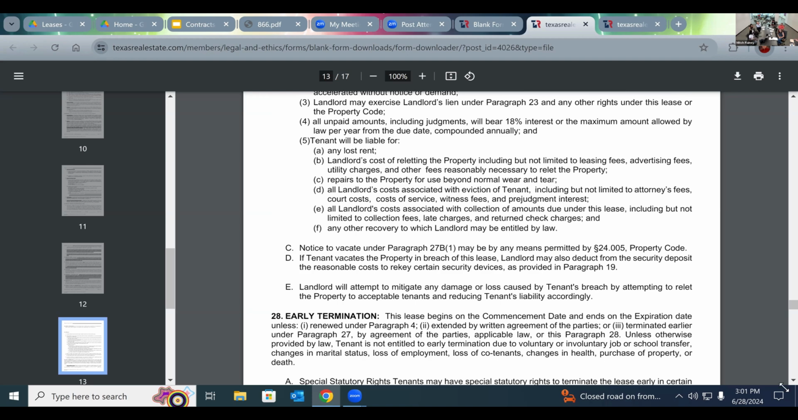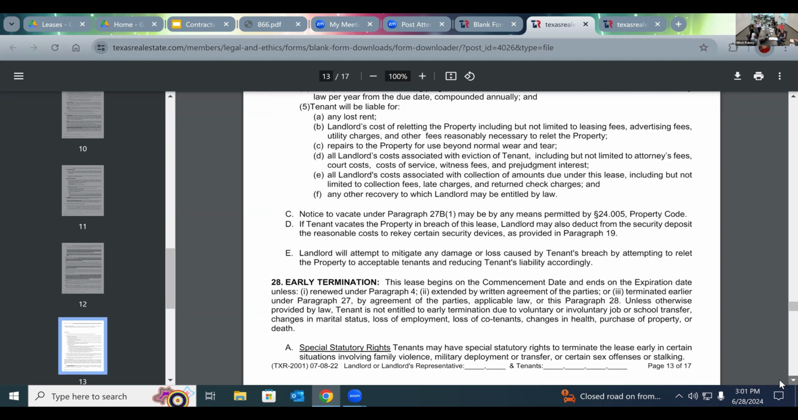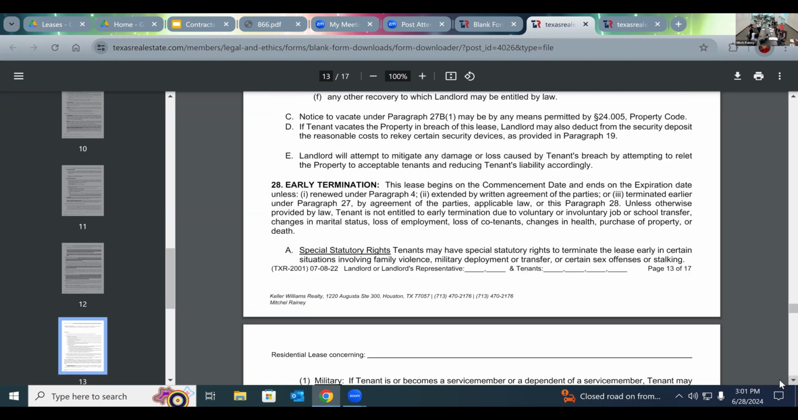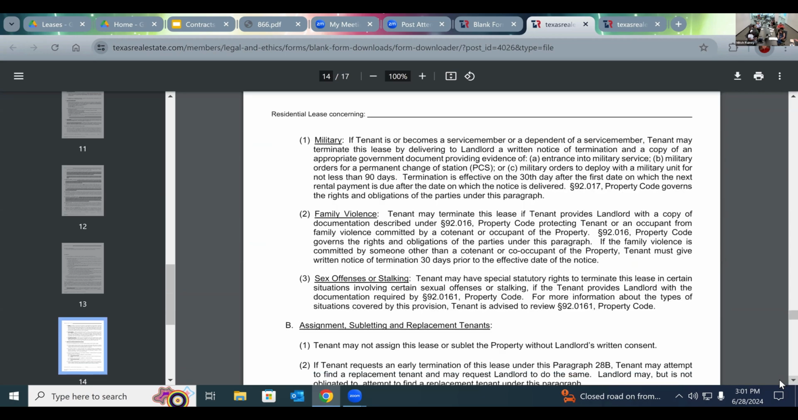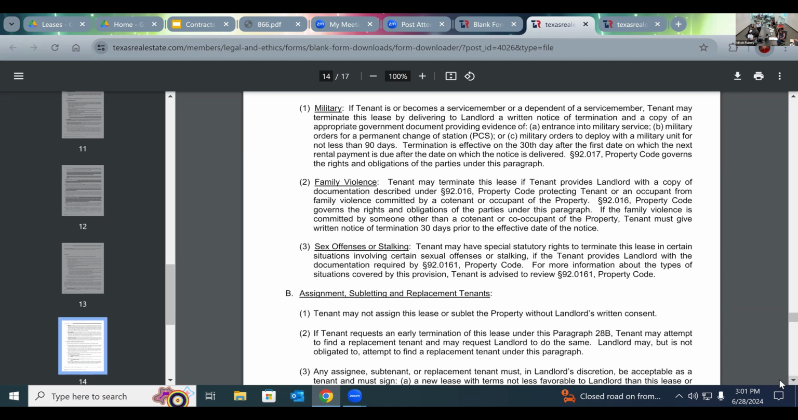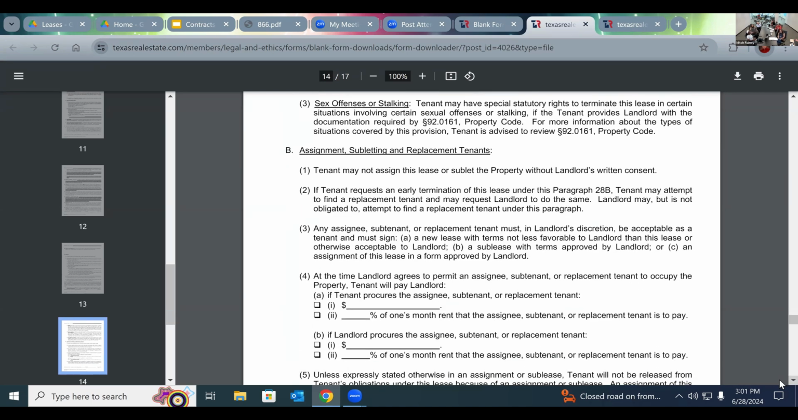Talk about early termination. The landlord doesn't have to let them out, as a lease is a binding contract, unless it's because of domestic violence or military orders, or family violence with sex offenders or stalking. Subletting or replacement of tenants, most of that is not allowed.